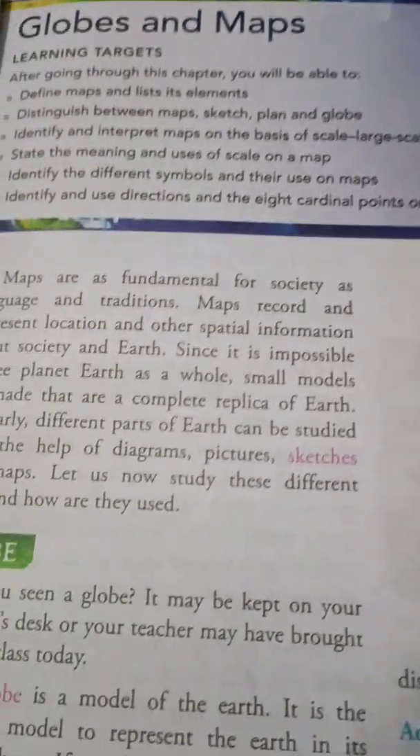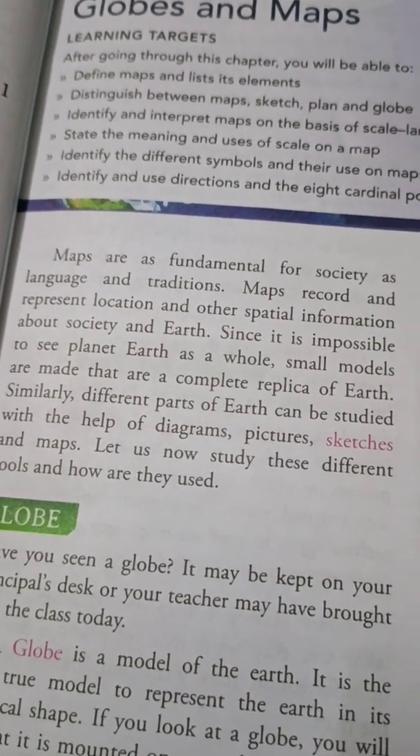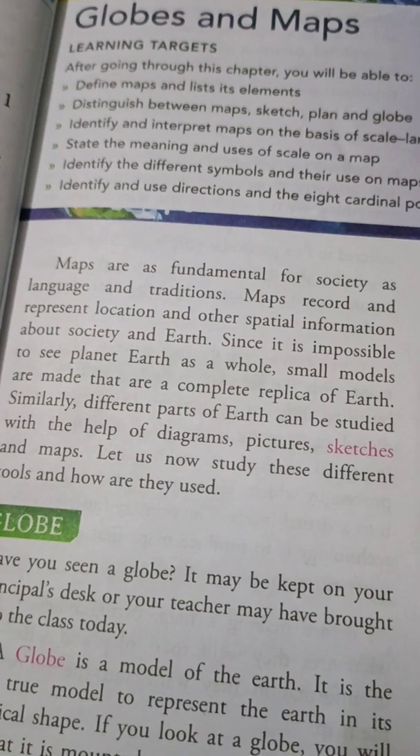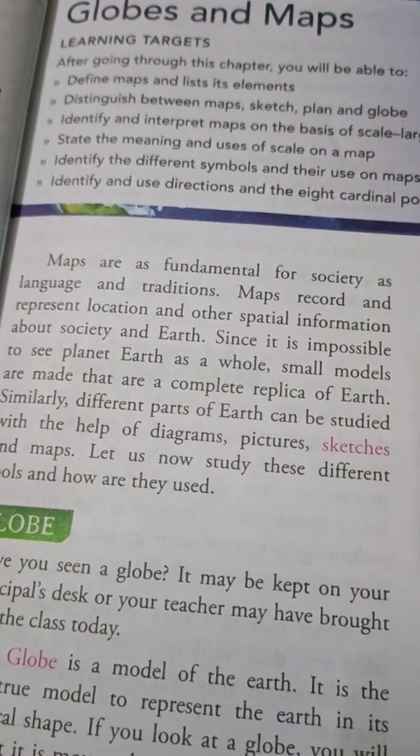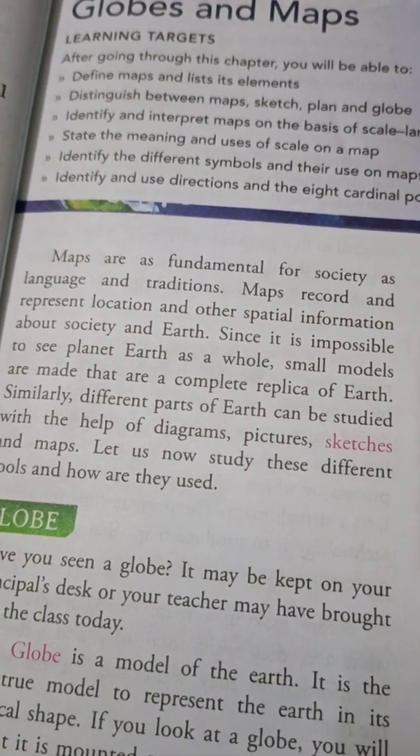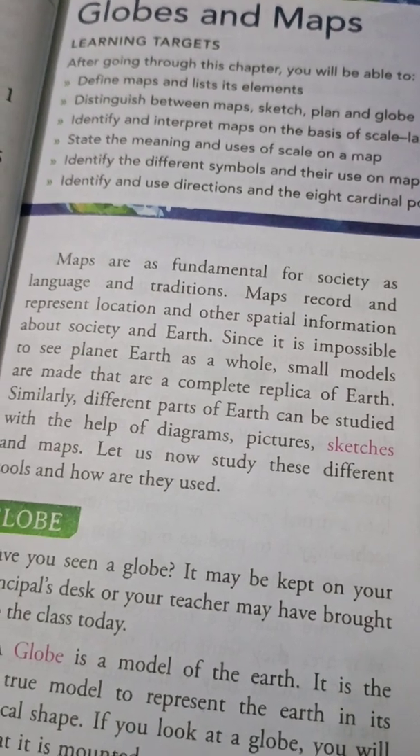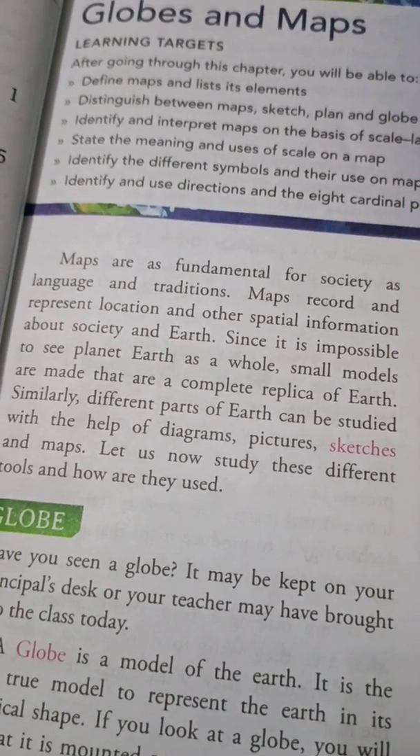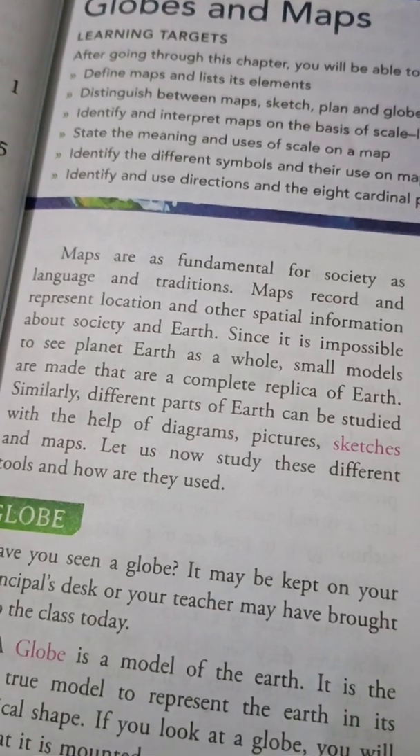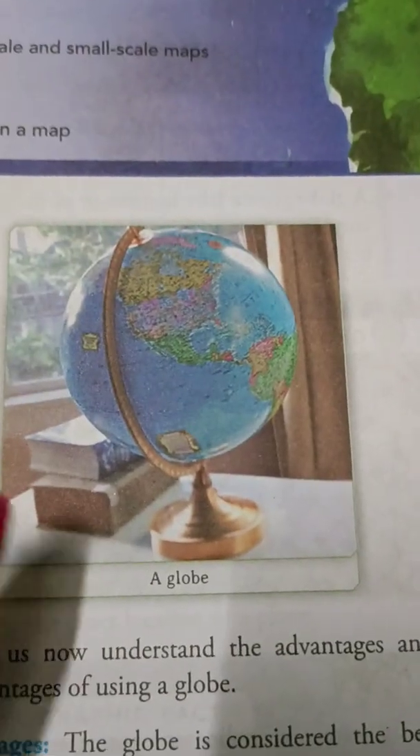What are globes and what are maps? Maps are the record and represent location and other information about our Earth. Since it is not possible to see the whole planet as a whole, a small model has been made. This model is a replica, and that is known as a globe.